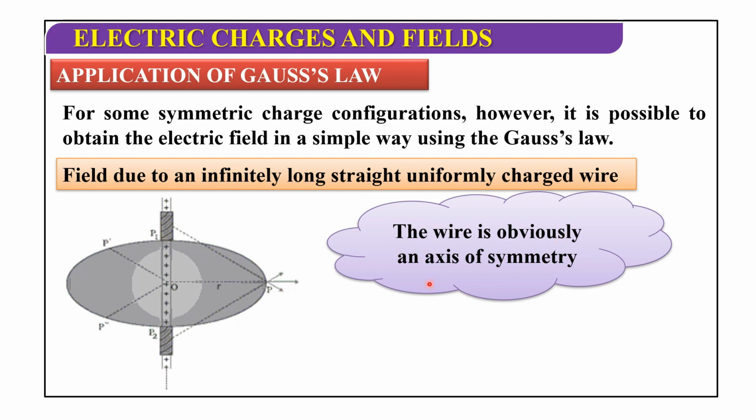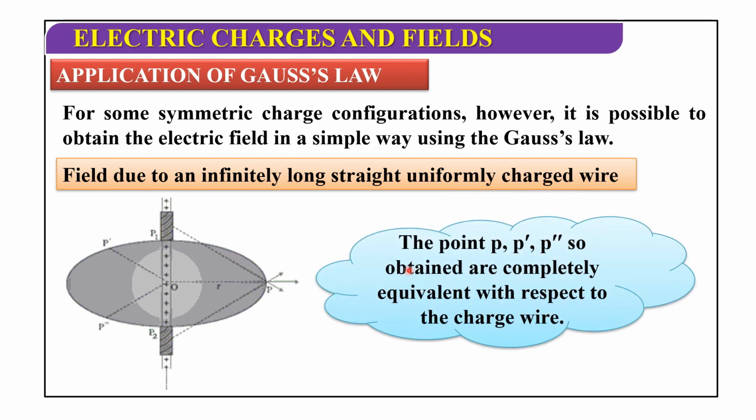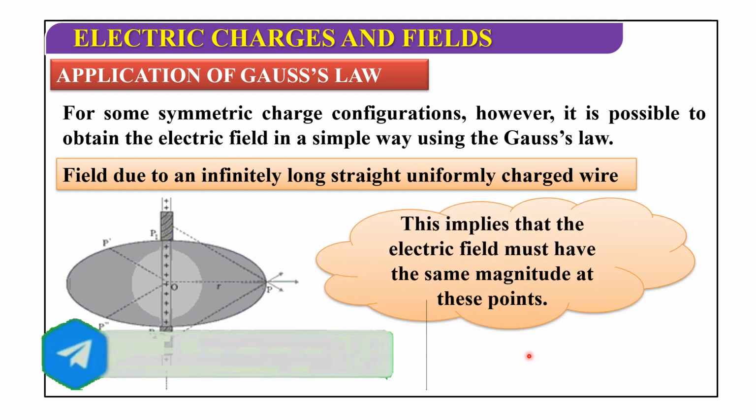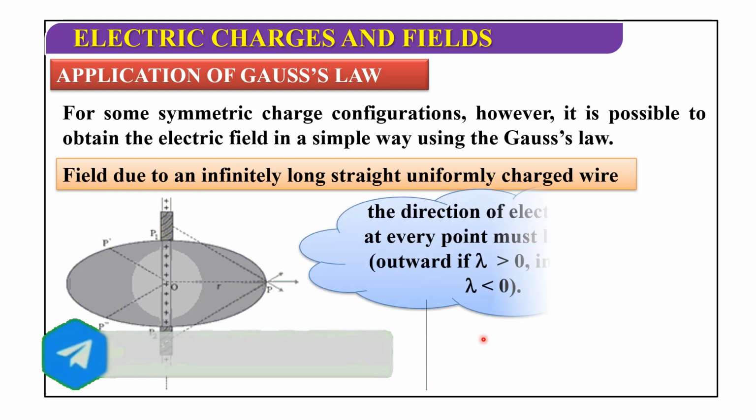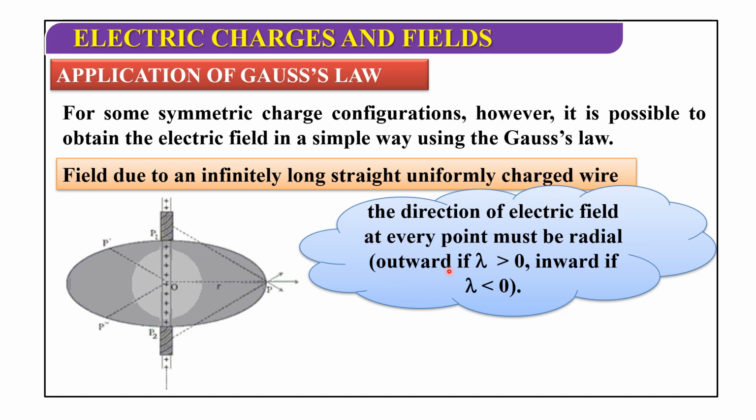So this wire is obviously an axis of symmetry. Observe this picture. The points P, P dash, P double dash are completely equivalent with respect to the charged wire. So this implies that the electric field must have the same magnitude at these points. The direction of electric field at every point must be radial, outward if lambda is greater than 0, inward if lambda is less than 0.